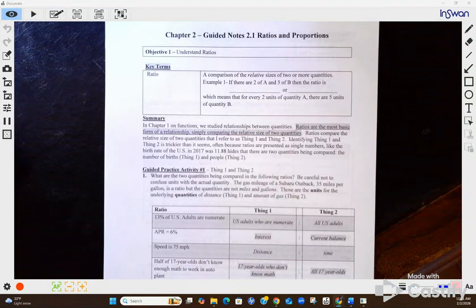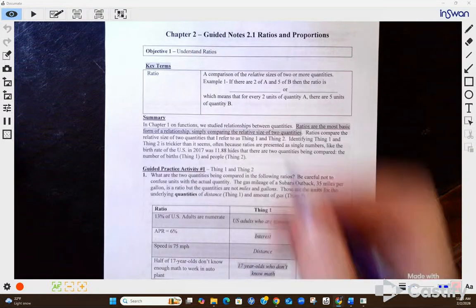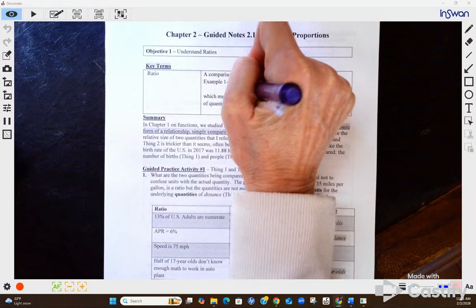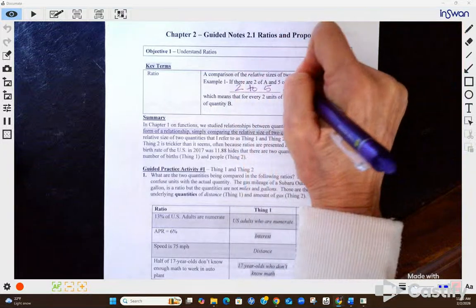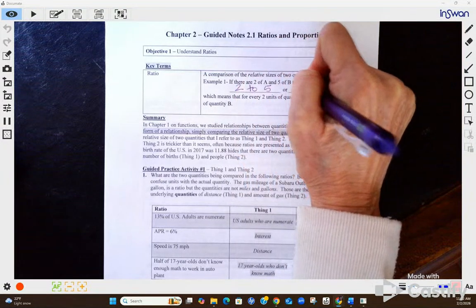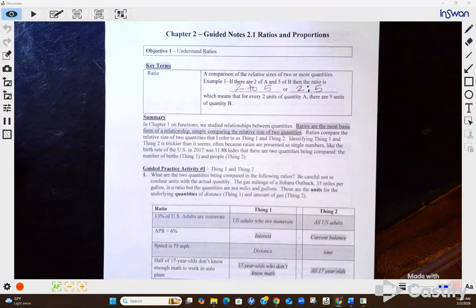So a proportion needs to start with talking about a ratio. A ratio is just a fancy word for fraction. So it's a comparison of the relative sizes of two or more quantities. So if you say there are 2 of A and 5 of B, then the ratio is 2 to 5, or you can also write 2:5, which means that for every 2 units of quantity A, there are 5 units of quantity B.